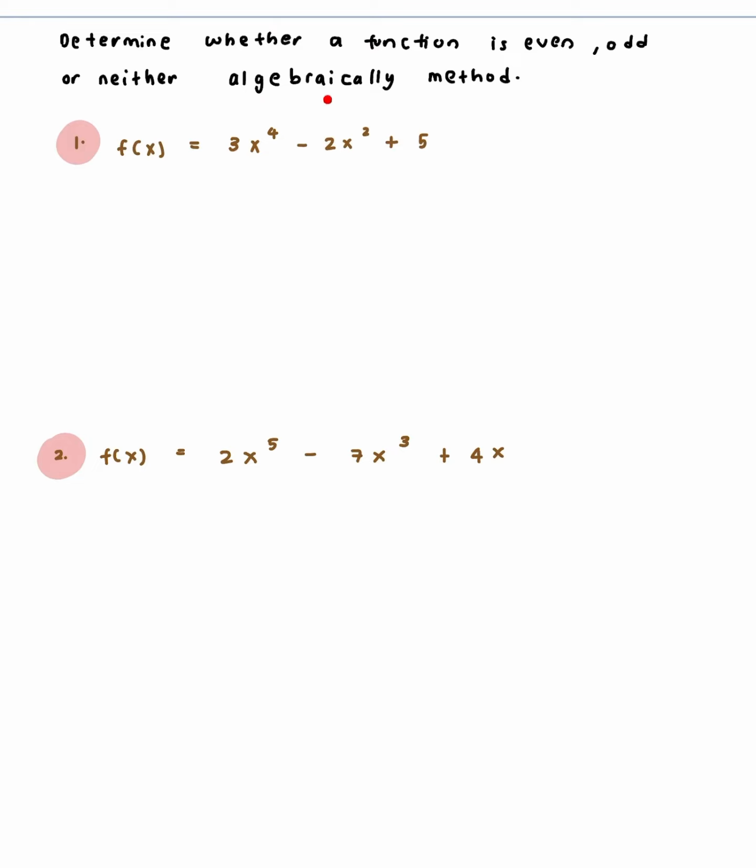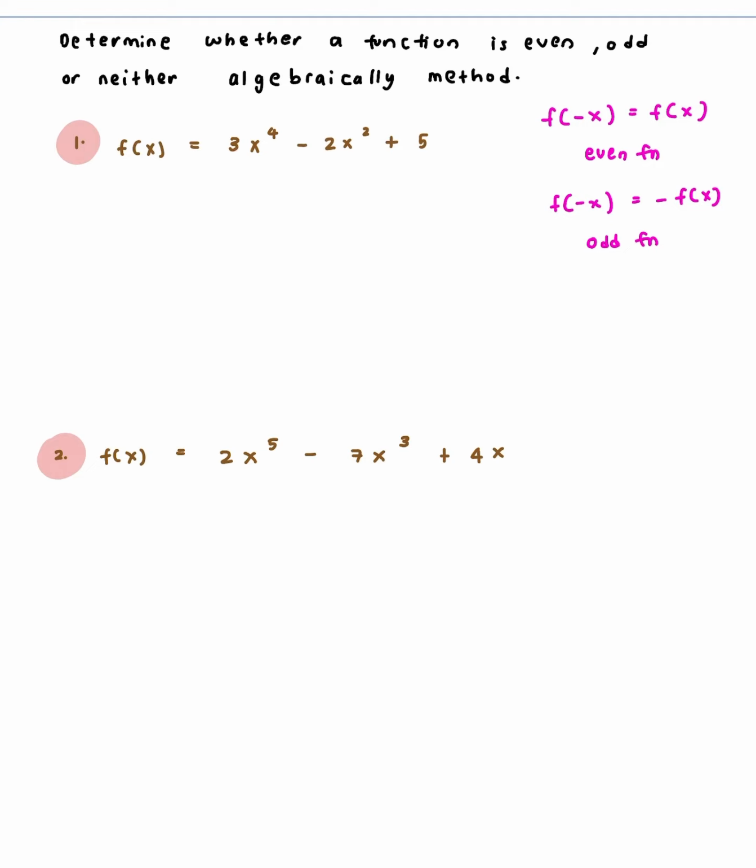The algebraic method means, recall back, if you substitute negative x into the function, and then your answer is f(x), we consider this an even function. If you substitute negative x into the function, and then you have negative f(x), this is considered the odd function. Okay, let's try out question number 1.